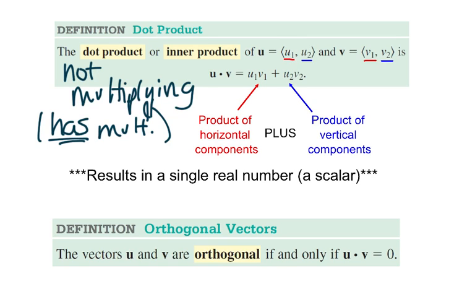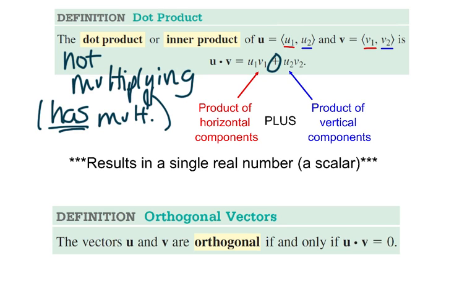You do multiply the x pieces, if you will, the horizontal pieces of your vector, and then the multiplication of your vertical pieces, and then you add the results of those. So again, product of horizontal components plus the product of the vertical components. And again, that is not the same as just multiplying everything out. So it does result in a single real number, so like 5, which is very interesting. And again, used in a formula later to find angles, so not necessarily telling you anything about like the speed of something.